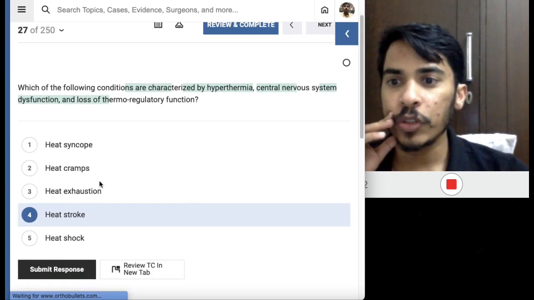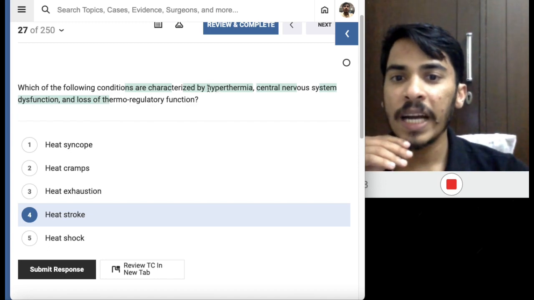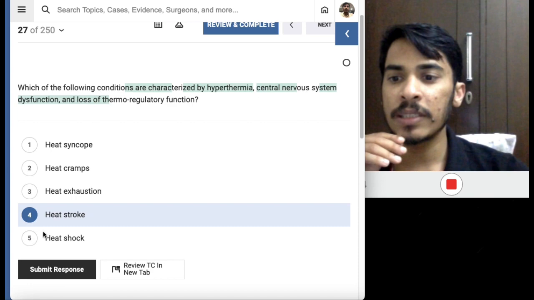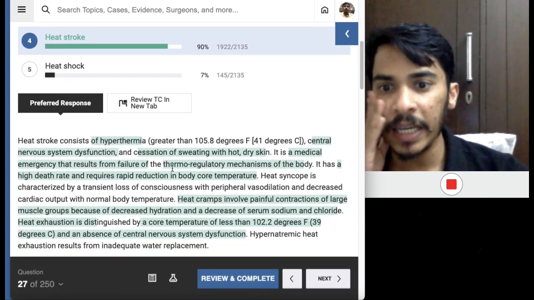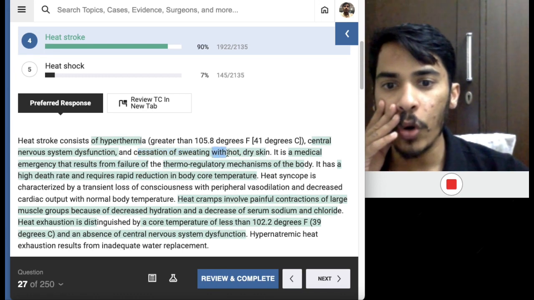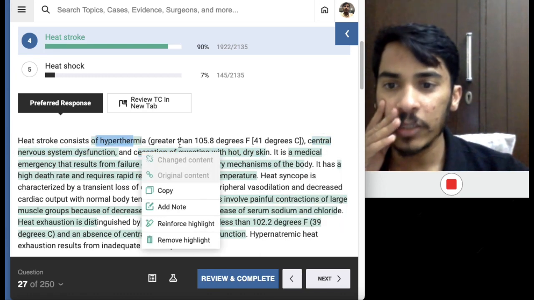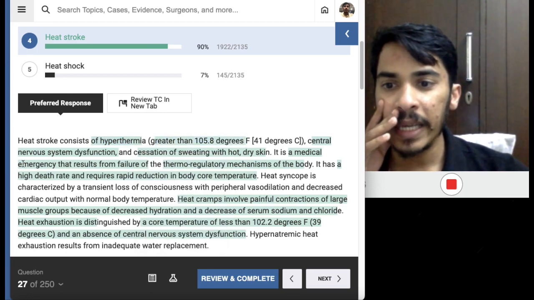So 27th question. This is a very important question. It's characterized by hyperthermia, central nervous system dysfunction, and loss of thermoregulatory function. This is heat stroke. Heat stroke is a medical emergency. Cessation of sweating, hot, dry skin, central nervous system dysfunction, hyperthermia greater than 105.8 degrees Fahrenheit is a medical emergency. Failure of thermoregulatory mechanism, high death rate, and requires rapid reduction in body core temperature.